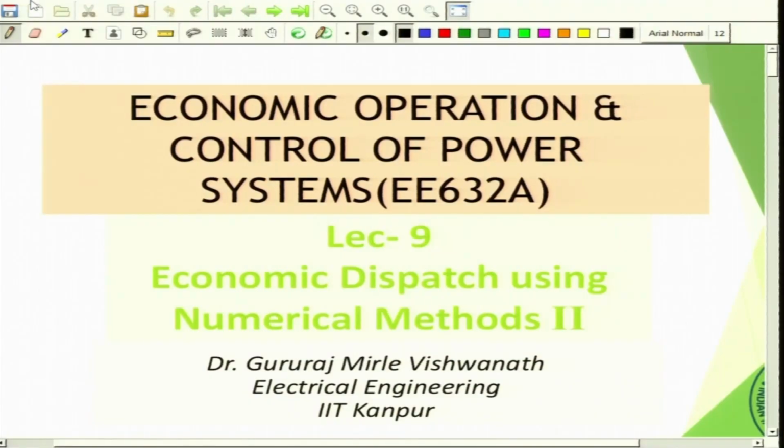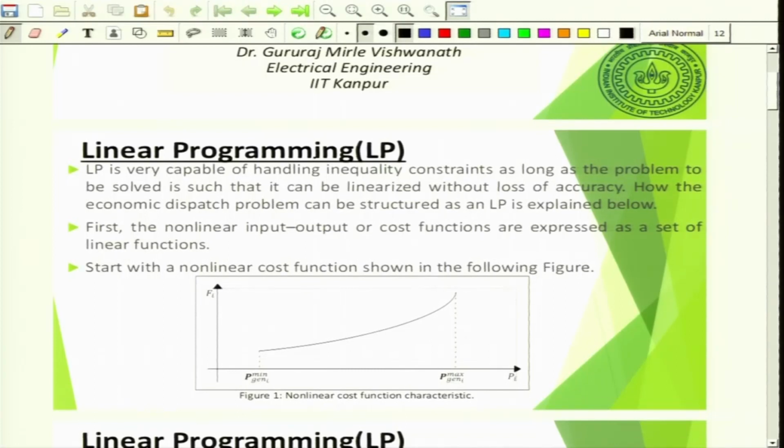So in today's class we will try to discover one of the most fundamental primitive economic dispatch problems solved using the linear programming method. Linear programming is very capable of handling inequality constraints as long as the problem to be solved is such that it can be linearized without loss of accuracy. How the economic dispatch problem can be structured as a linear program is explained below.